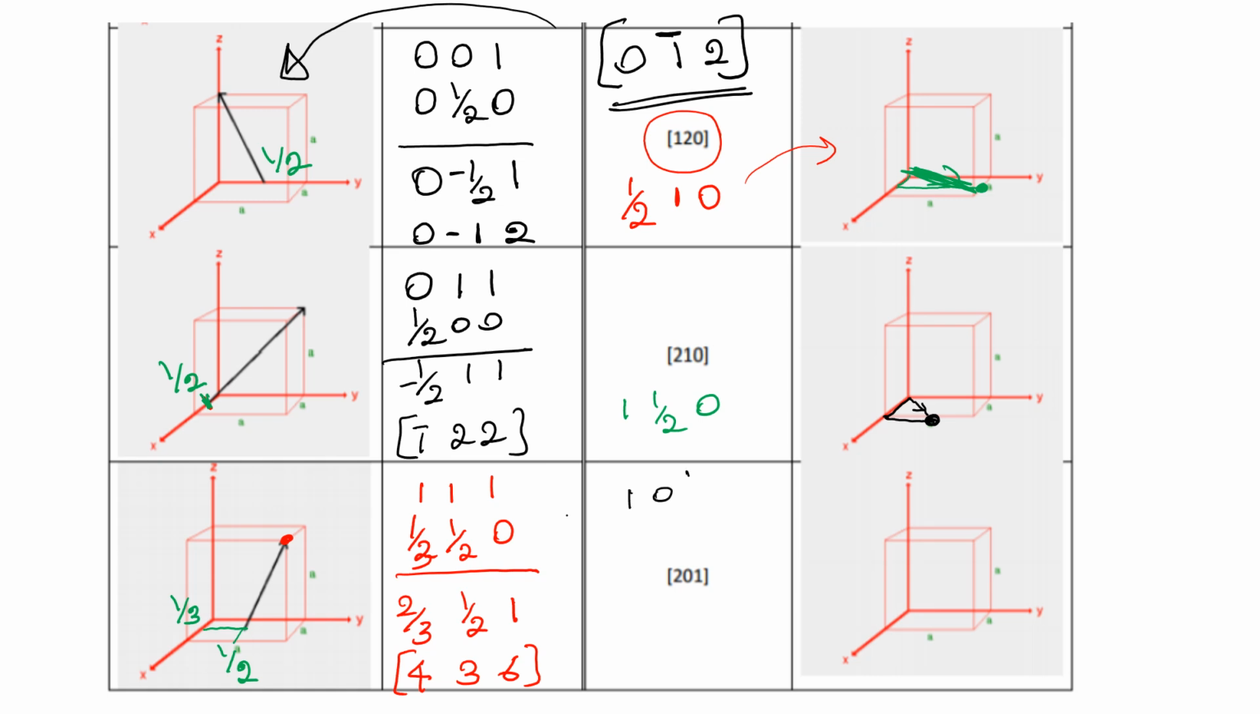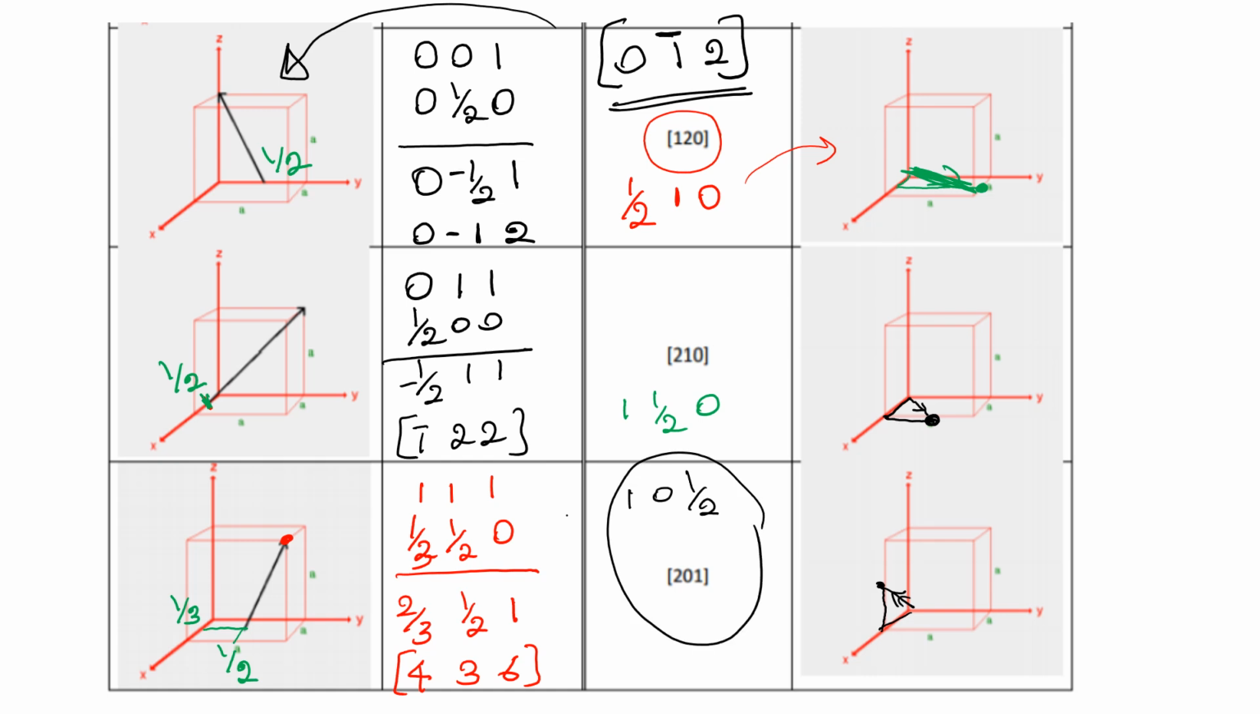Next one is 1, 0 and a half. So 1 along the x, 0 along the y, half along the z. So this will be this point. Agree? So when the Miller index is given, you can draw it, and when the direction is given, you can find the Miller index. Are we good? Any question regarding directions? Can you repeat this one? Which one? You mean this?